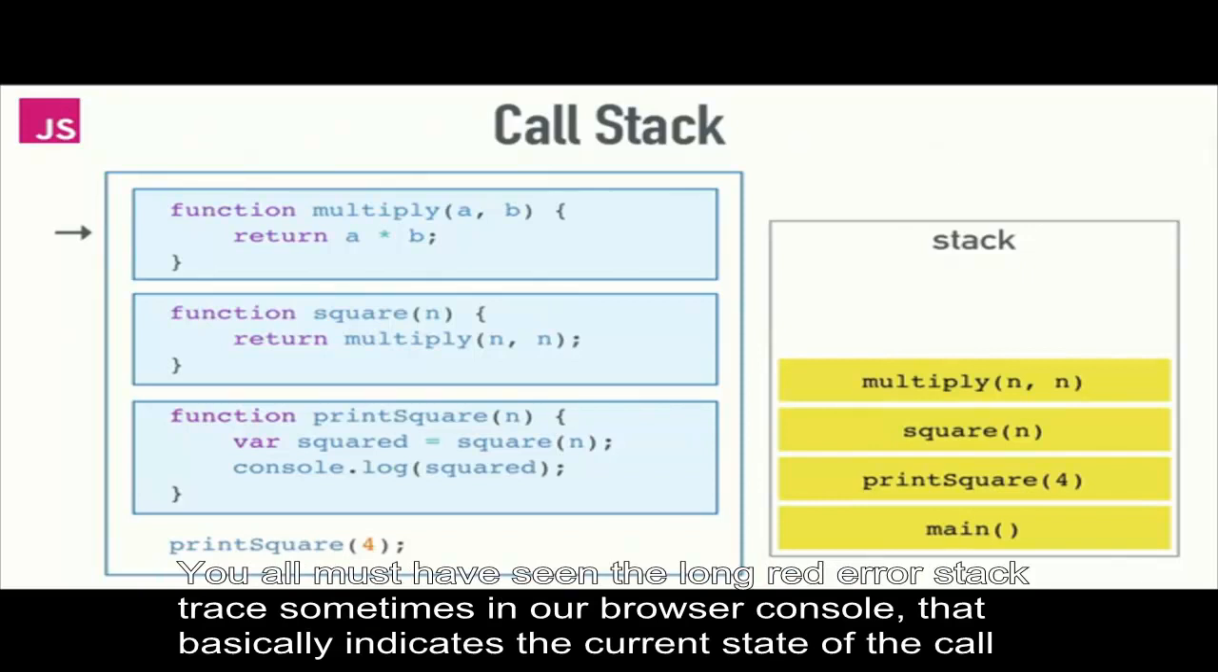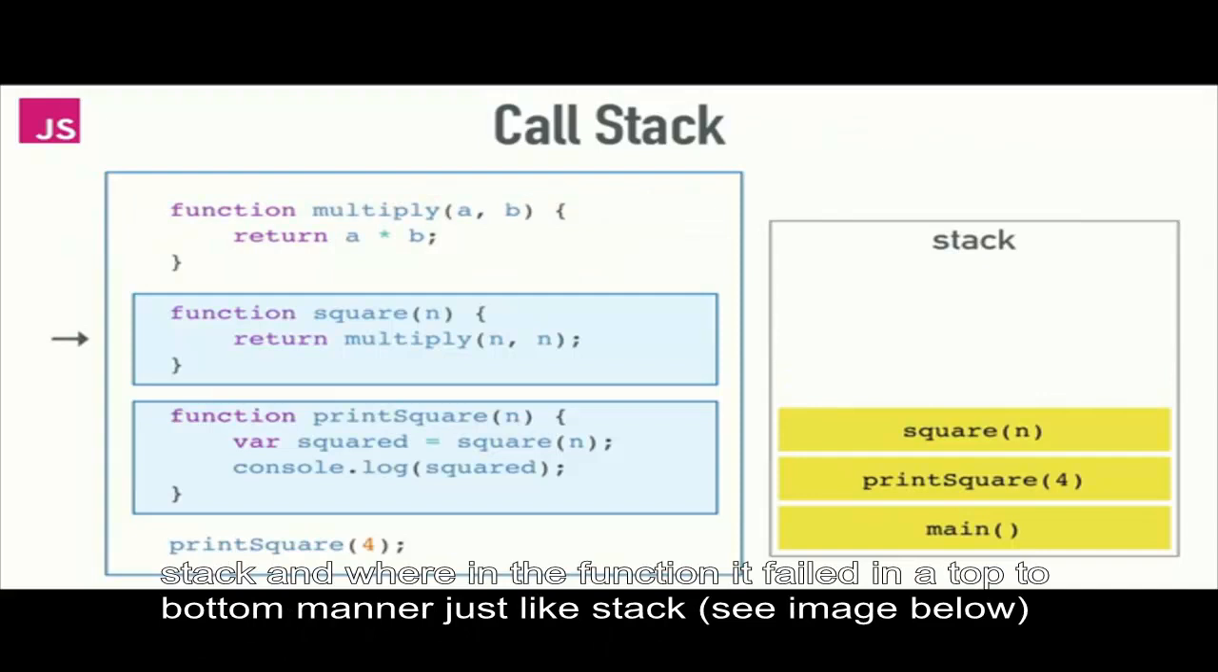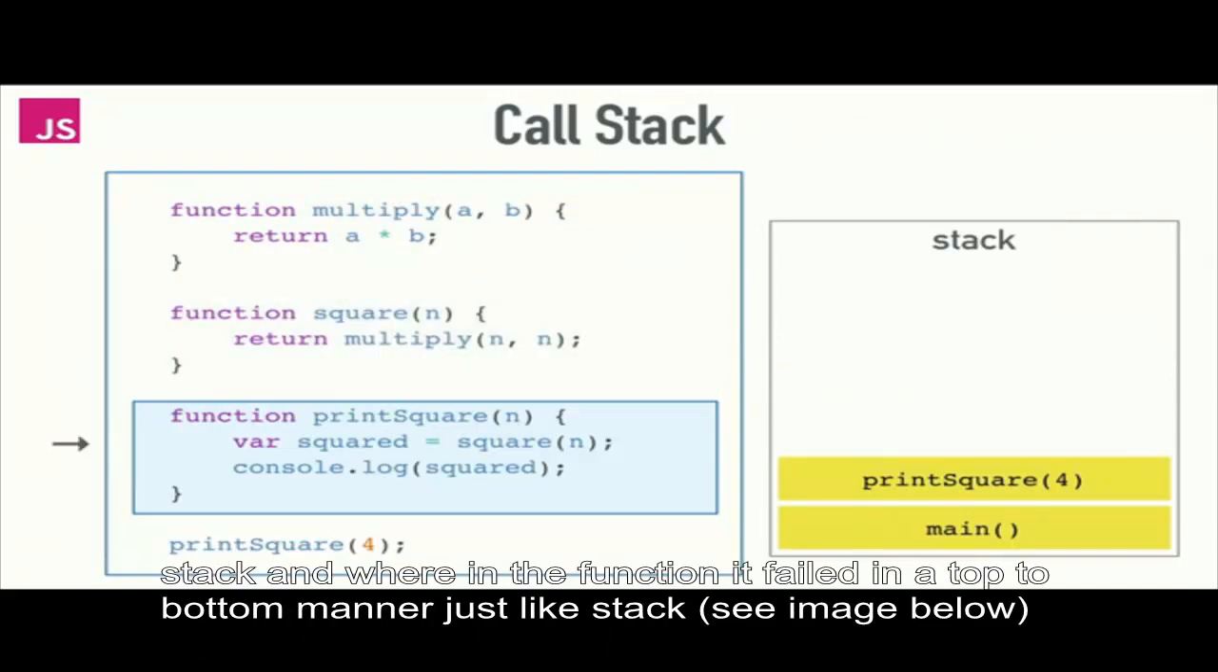You all must have seen the long red error stack trace sometimes in our browser console. That basically indicates the current state of the call stack and where in the function it failed, in a top-to-bottom manner, just like a stack. See the image below.